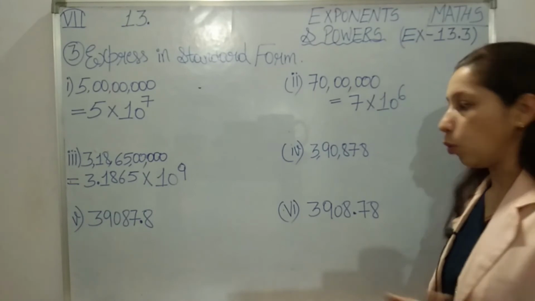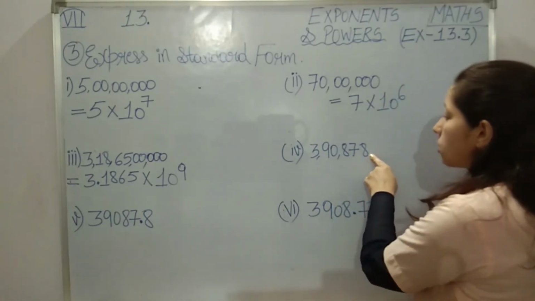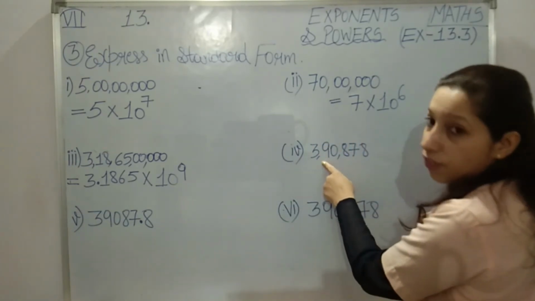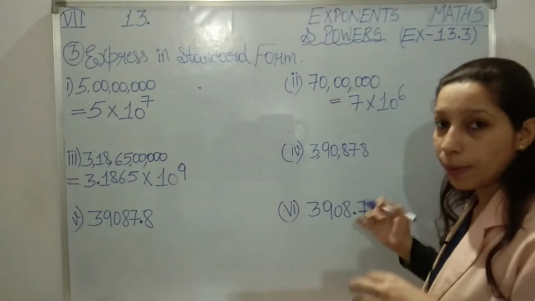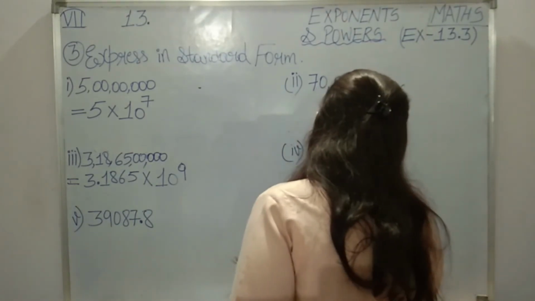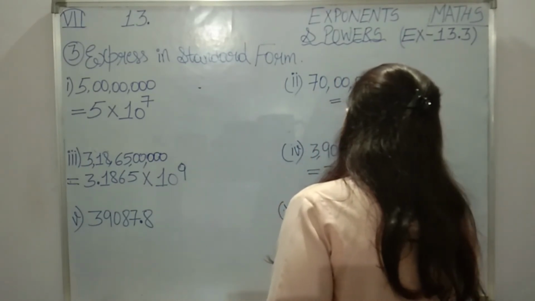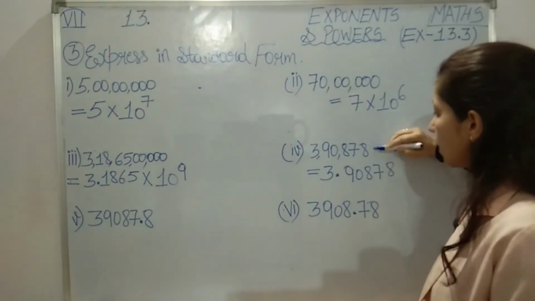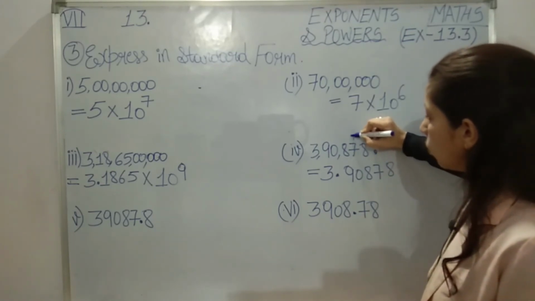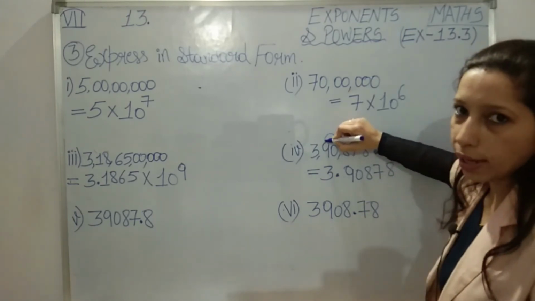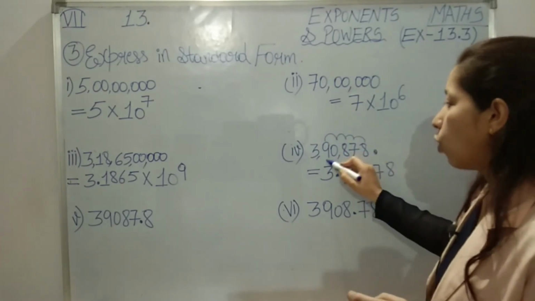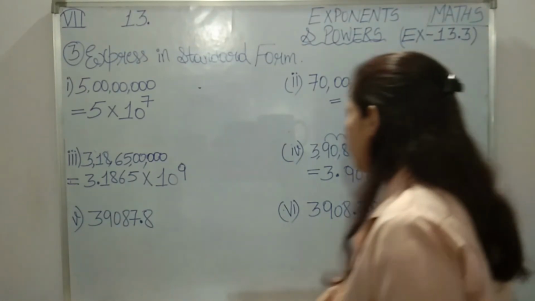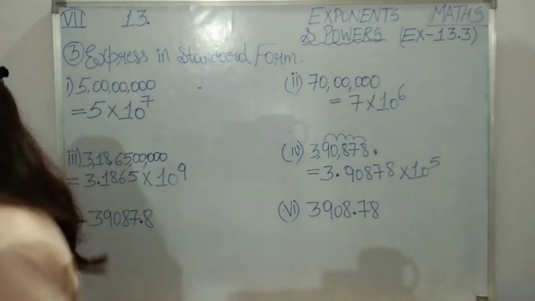Again, just remember what I told: we have to assume that the point is written just after the last digit, and we have to take that point to just after the first digit. So you have to see how many places the point will jump. First I'll write it as 3.90878. It will be as it is, isn't it? Now see how many places it will jump. If it is here at the end, 1, 2, 3, 4, 5, do not count after 5. Why? Because we want the point to come before 9 only, which is the fifth digit. So students, I'll write it like this: 3.90878 into 10 raised to the power 5.